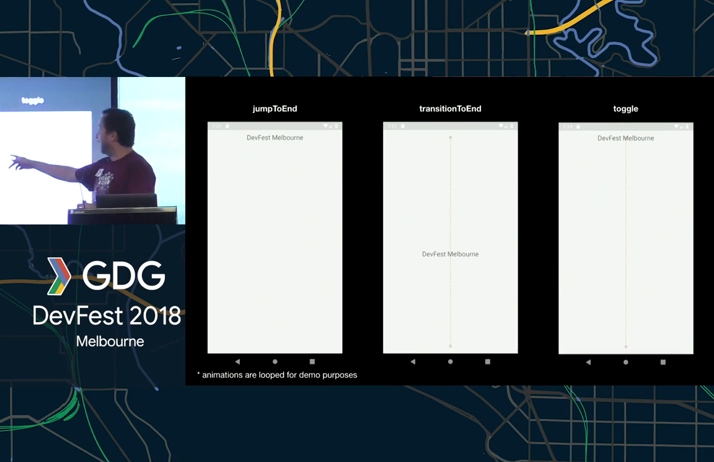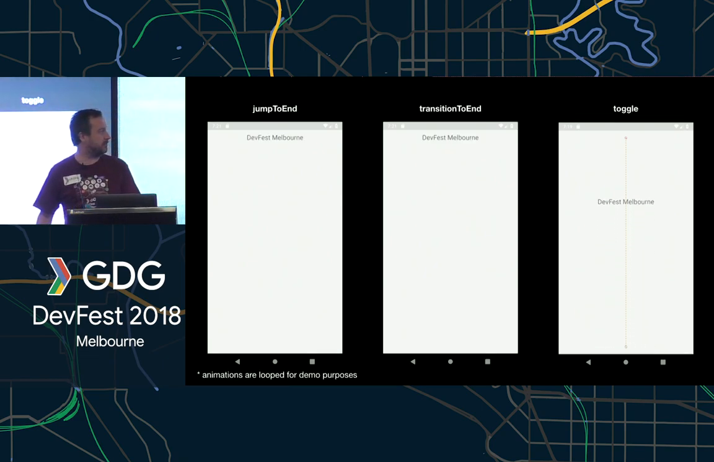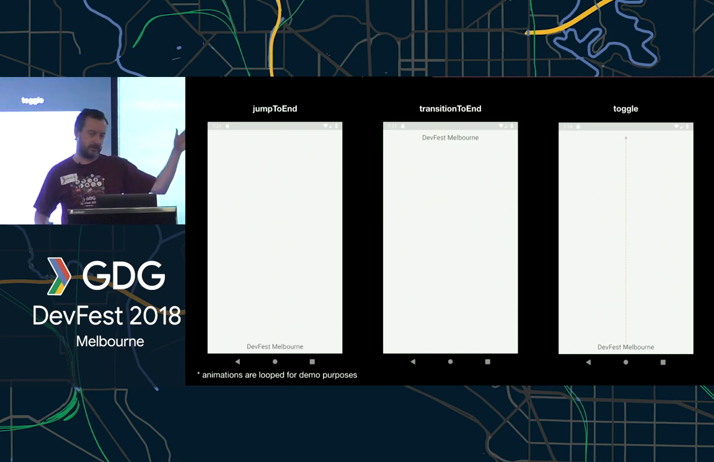Anyway, so on the left-hand side, these are all on click ones. The animations are looped just so you can see them if you missed them the first time. So the jump to the end one, if you were to click on the word Melbourne, Devfest Melbourne, you're just going to jump to the end constraint set, which is put it at the bottom of the screen, and that's it. You try clicking on it again, nothing else is going to happen. It's there forever until you do something with it.